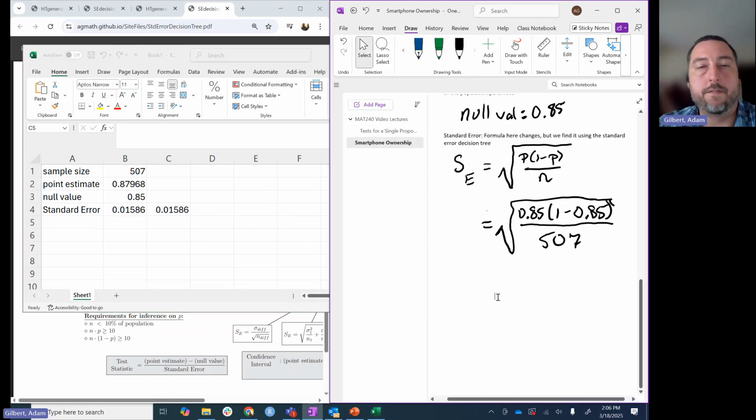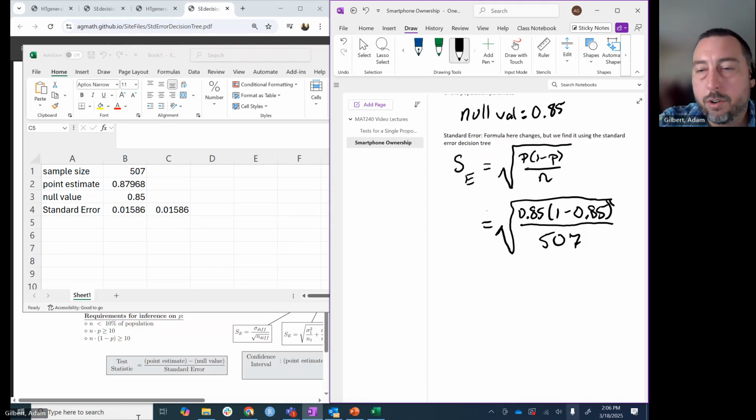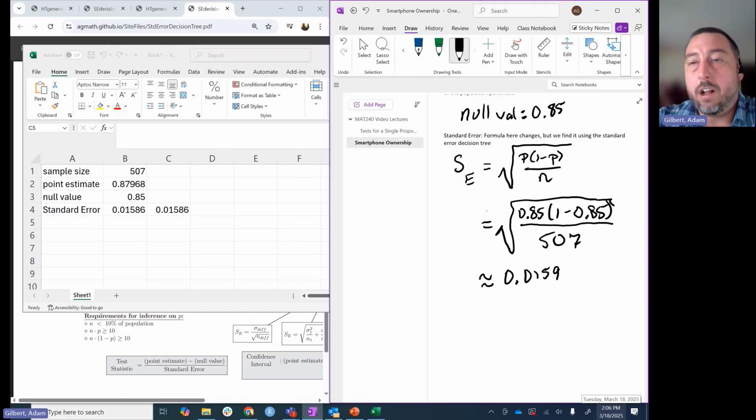0.01586 or 0.0159. And so we'll drop that in here. So 0.0159. And so now we have all three pieces for our test statistic.